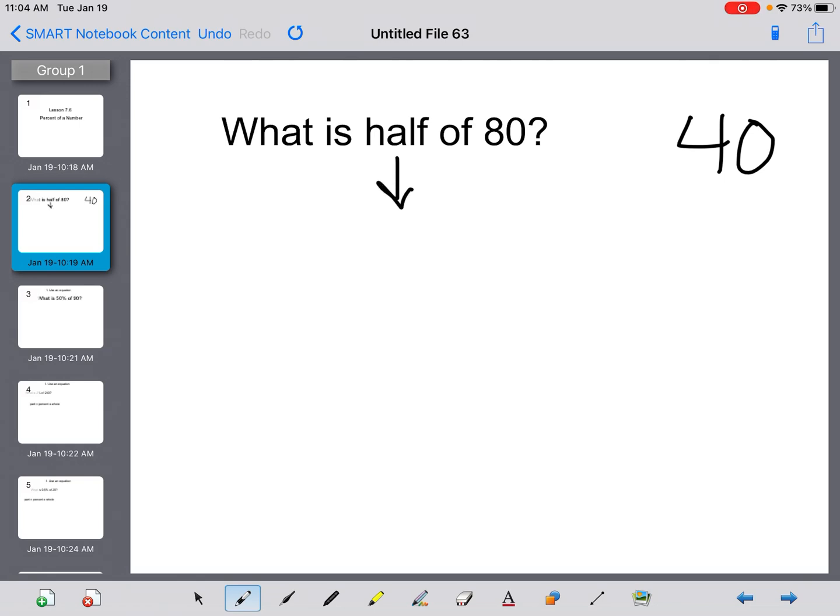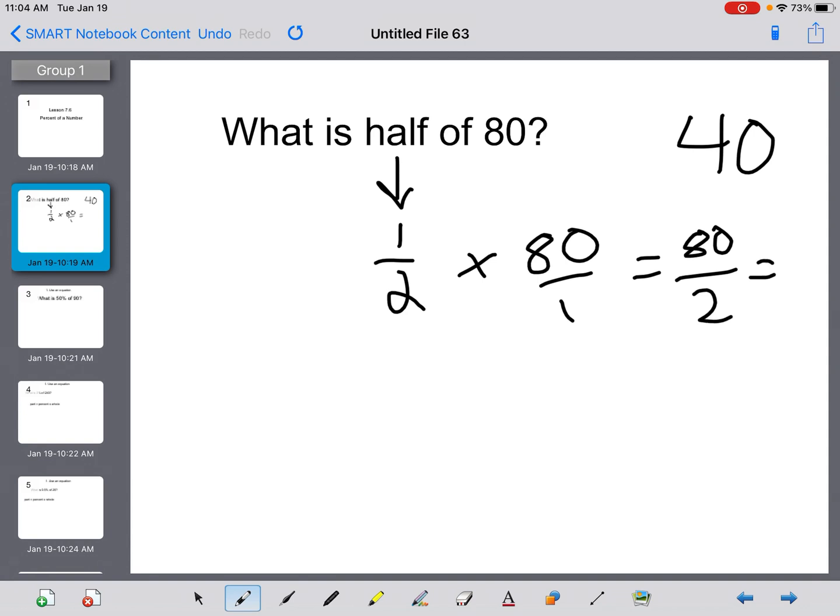But now let's think about this word half. I can think about that word in a couple different ways. I can think about it as a fraction. What is 1/2 of 80? If you think back to our fraction lesson, we would go 1/2 times 80, you multiply the top, you multiply the bottom, and you would get 80 over 2, and then you would get 40, okay?